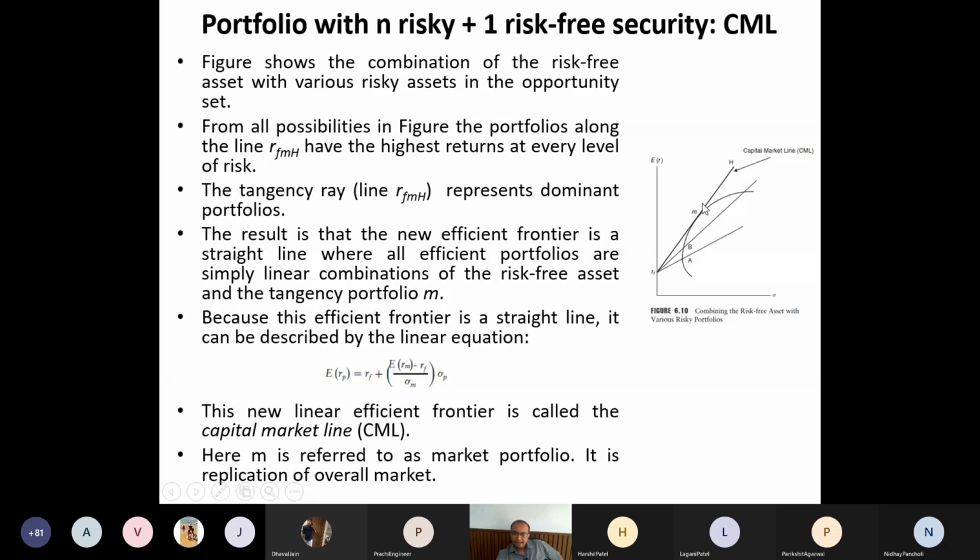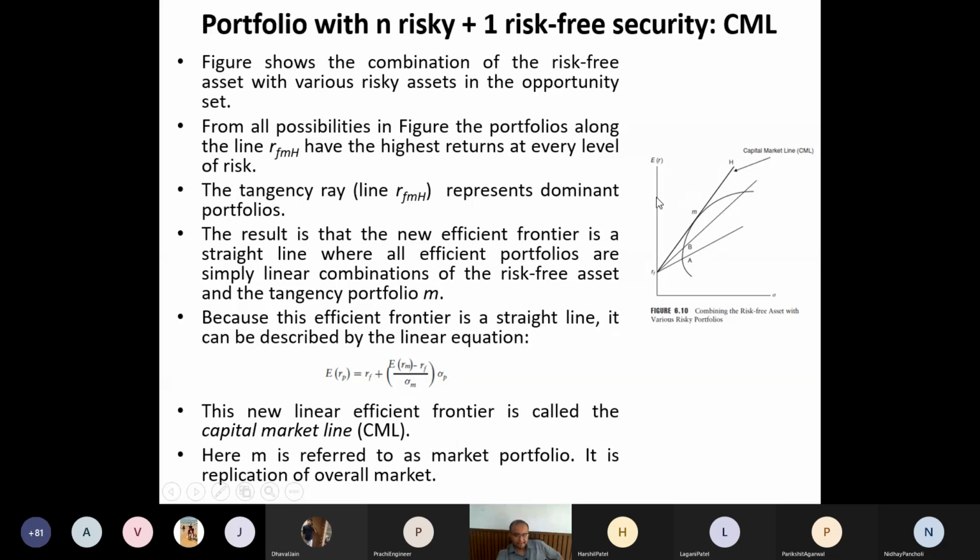Now again, if I write the equation for this line, I know one point, which is RF, right? It means sigma is 0, then ER is RF. So one point is known. Let's say the return on this M point is ERM and the risk on this point is given by standard deviation sigma M. So I write the equation of the line passing through this point, then it gives me ERP, that is my dependent variable. ERP is equal to RF plus (ERM minus RF) divided by sigma M, times sigma P. You can verify this equation. It is the equation of the line passing through these two points, RF and M. And this equation is called the CML equation, the capital market line equation.